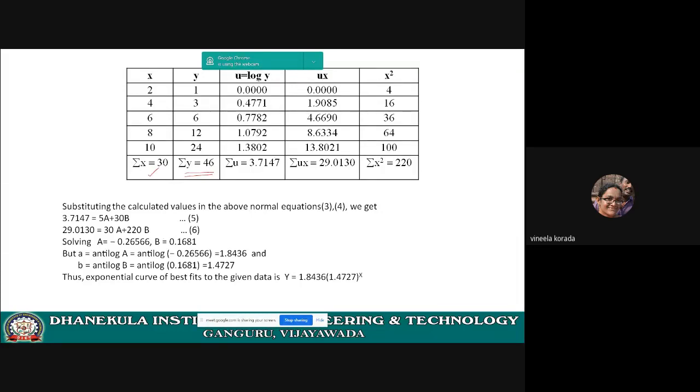Sigma x is 30, sigma u is 3.7147, sigma ux is 29.0130, and sigma x square is 220. Substitute them in the normal equations. Solving, you have the values of A and B. Next, apply anti-logarithm for capital A and capital B so that you could obtain the values of small a and small b. Therefore, you substitute them in the equation of the power curve, which is y is equal to a into b power x. So this is the final equation.